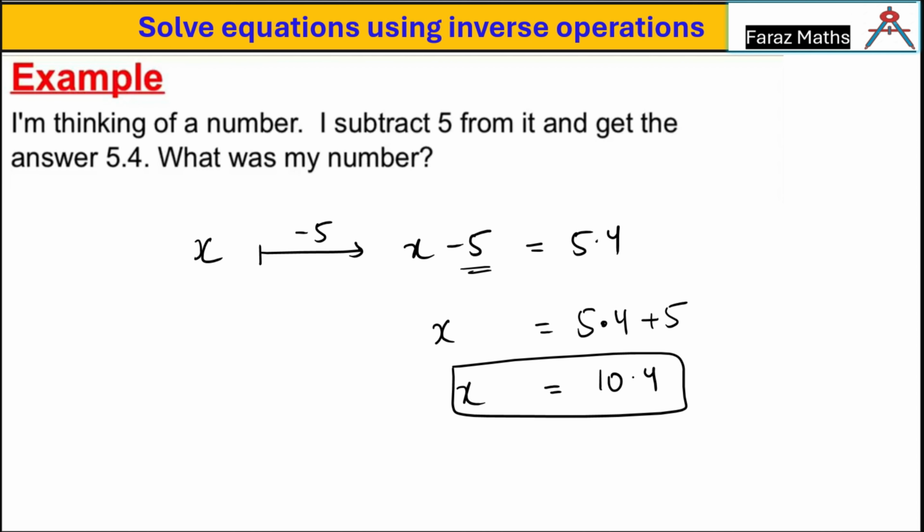So here is the clear logic: if any number subtracts, it will add on the other side. If any number multiplies, it will get divided on the other side. If any number divides on the left side, it will get multiplied, and if any number multiplies on the left side, it will get divided. So that's the inverse operation. Addition will change into subtraction, subtraction will change into addition, multiplication will change into division, and division will change into multiplication.